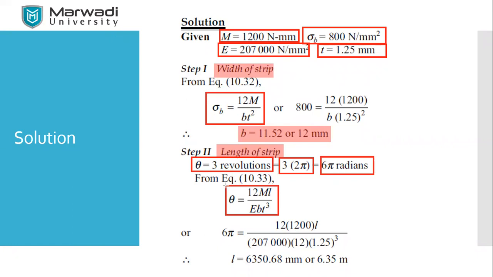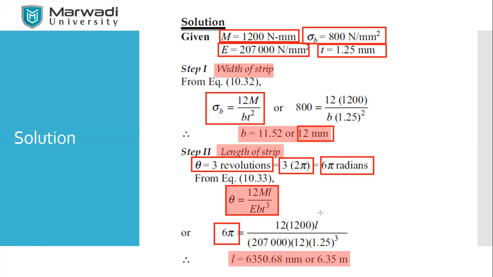So utilizing this equation of theta, now you can put theta is equal to 6 pi over 12. We know M is equal to 1200, L as it is, E is equal to 207,000, b is equal to 12. We have calculated this earlier, and t is equal to 1.25, which is given in the data. So the entire length of strip you can easily calculate by using this equation.